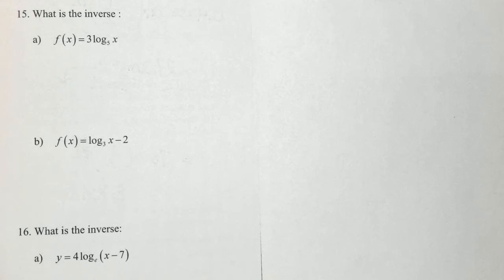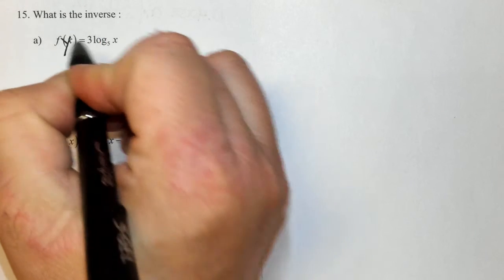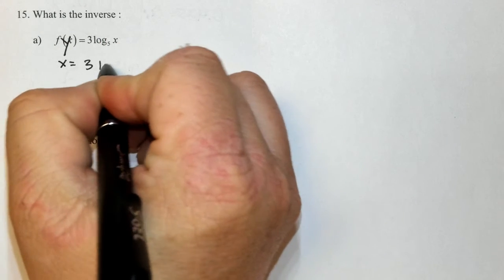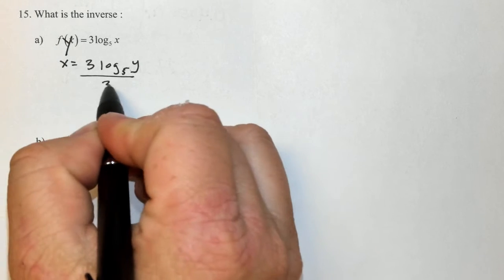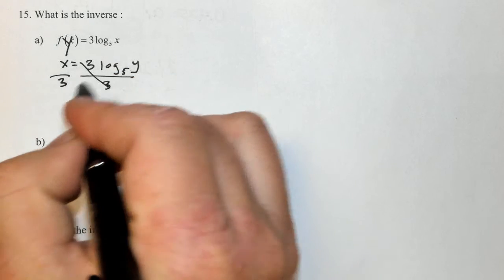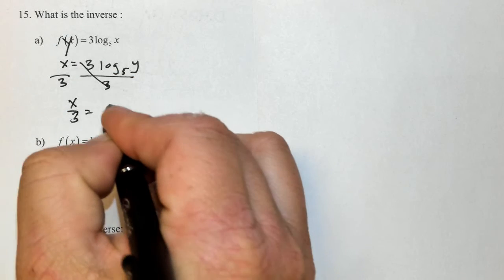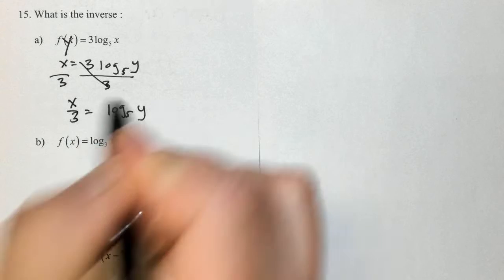Okay, so remember, when we're trying to find the inverse, the first thing we do is we switch to x and y. So really this is a y, so I'm going to switch to x and y. That's going to be step number 1. And the second step is going to be to isolate the y. So I'm going to start by dividing by 3 because it's being multiplied by. So x divided by 3 equals log base 5 of y.